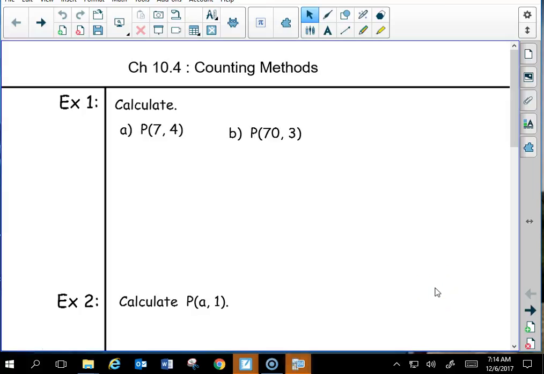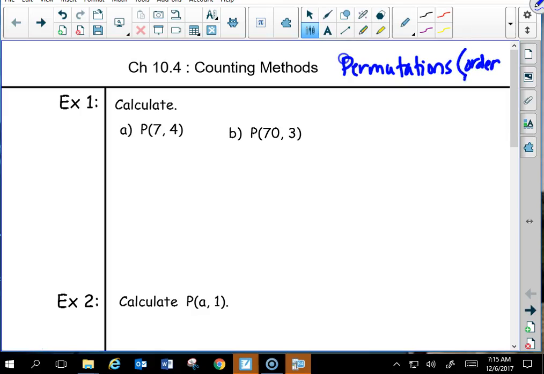All right, on chapter 10.4, what we're doing is we're working on counting methods. There's really three kinds of counting methods. One is permutations. That's when order matters.